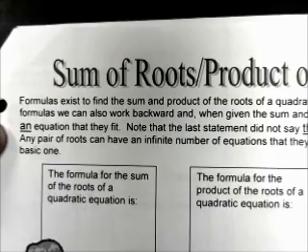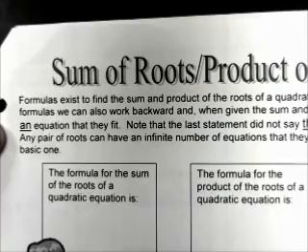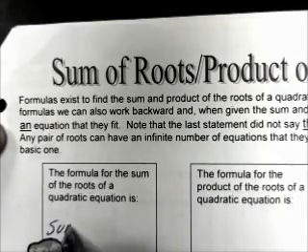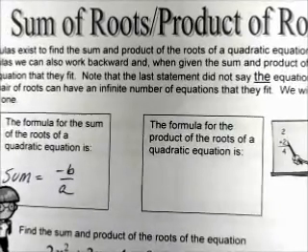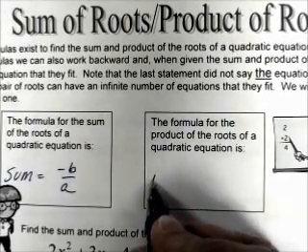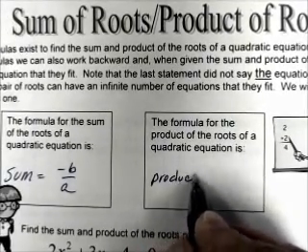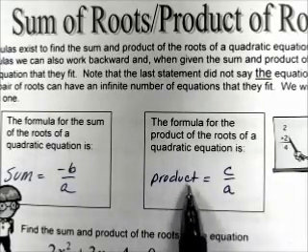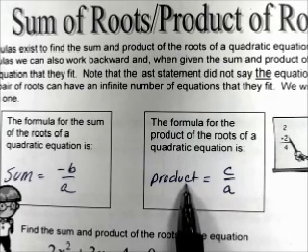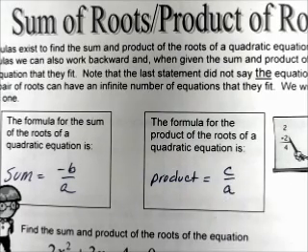So let's recall the formula for the sum of the roots of a quadratic equation. Sum of the roots is equal to negative b over a, and the product of the roots is equal to c over a. And I remember, well, the word product has the letter C in it, so for product it's going to be C over A. That's just my trick for remembering.